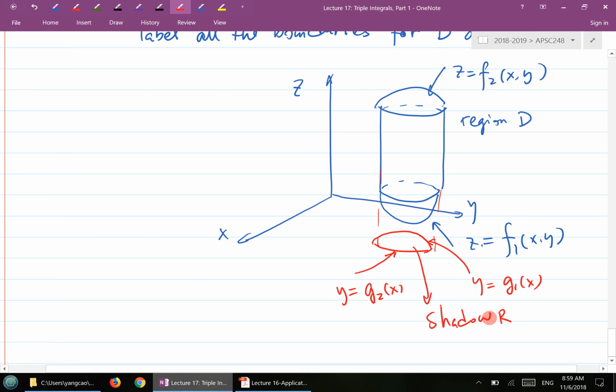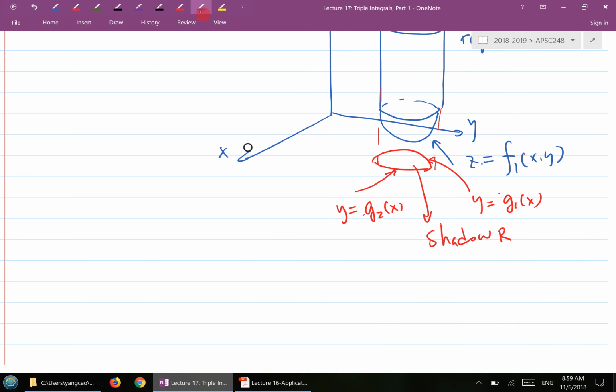So that's what I mean by this is generic. So sketch it, label all the boundaries, because you will need this to find the limits for x, y, z, or z, y, x here. Good? Okay. So let's suppose this is the region D, this is the shadow R. Now the next step is step 3, to find the z limits, because I do the z first. That's the order we decided to do.